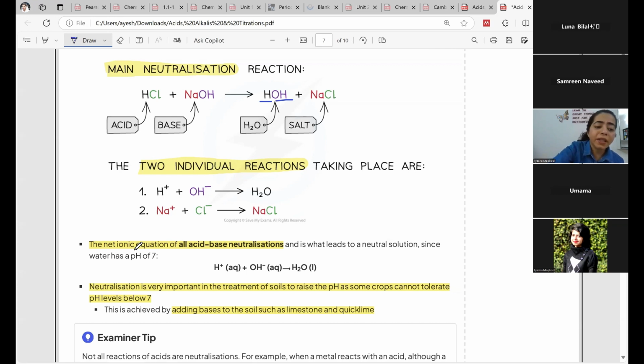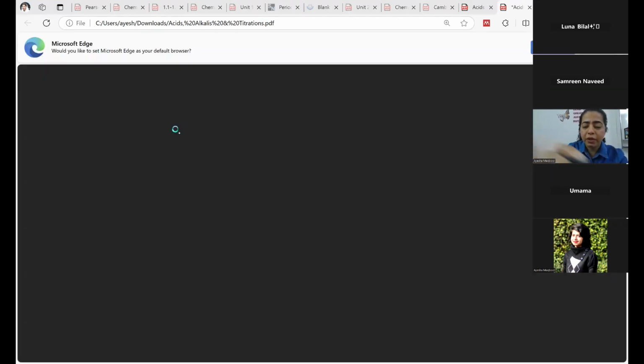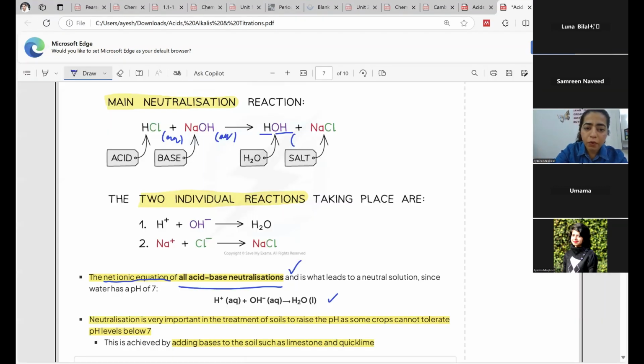Just remember that the net ionic equation, or the final ionic equation, of all the acid-base reactions is going to be the same. It is going to be H positive plus OH negative giving you water. Always. How? I can tell you one example over here, and that is going to be applicable for all cases. HCl over here is aqueous. NaOH over here is aqueous. Water over here is going to be liquid. NaCl produced in the solution is also aqueous because it is a soluble salt.